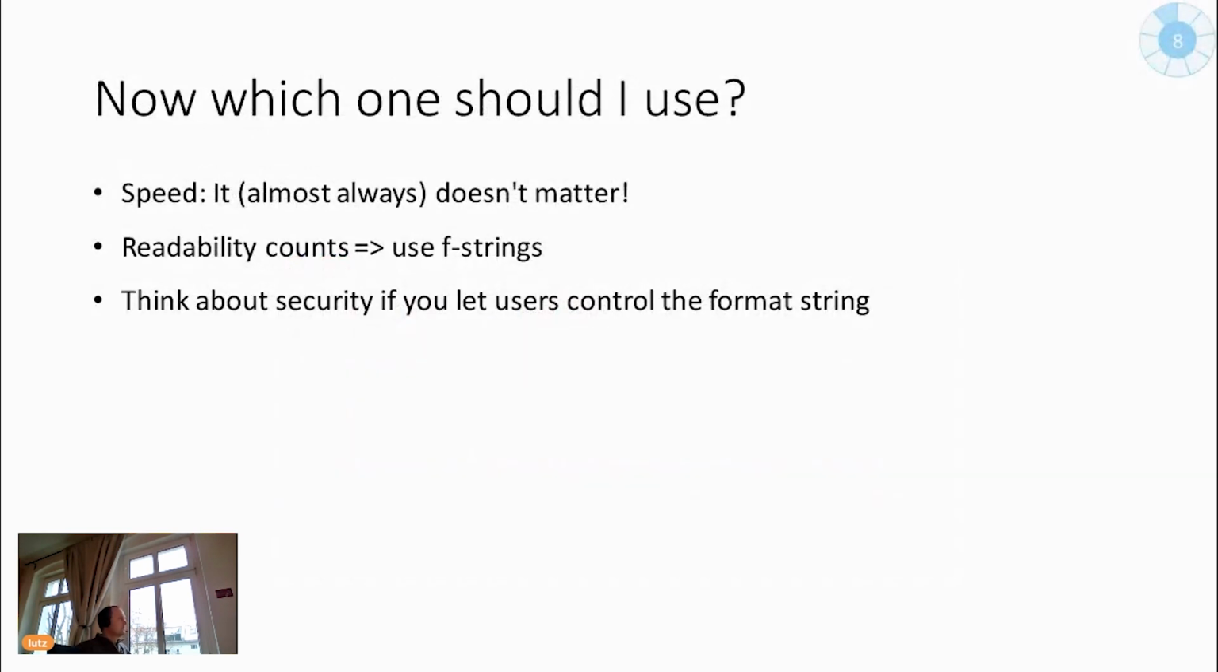So now if you're wondering which one you should use, F strings or this percent s notation? In terms of speed, I would say it doesn't matter, or almost always. I'm not 100% sure, actually, that's why I put this in brackets here. Readability counts. This is from the Zen of Python. And in my opinion, that would speak for F strings. I think they are the most readable of all the string formatting methods you have available. And as I said, if the format string comes from some kind of external source, you have to think about security issues.